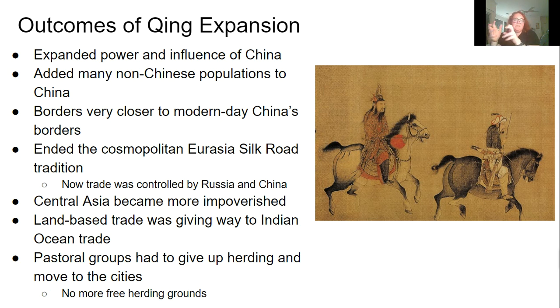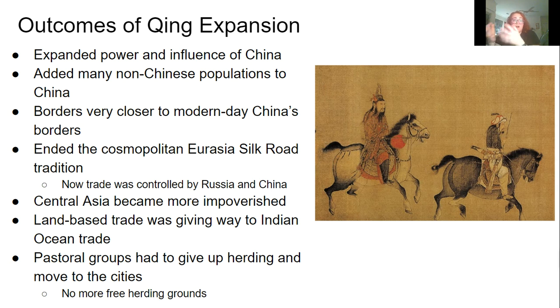So because of this, they expanded their power and influence. They added many non-Chinese populations to China. Their border was very close to what we see as modern China's borders today, and they ended this practice of the cosmopolitan Eurasia Silk Road tradition. So now trade was controlled by Russia and China.